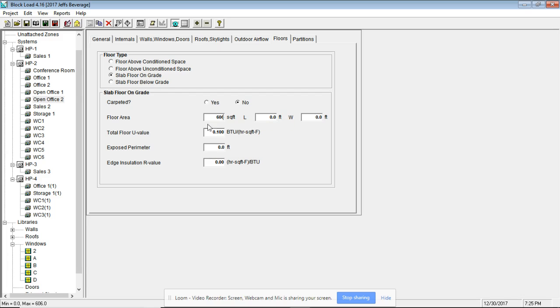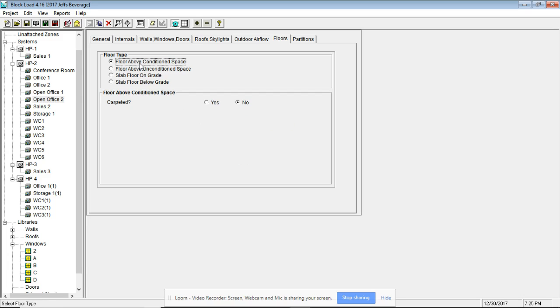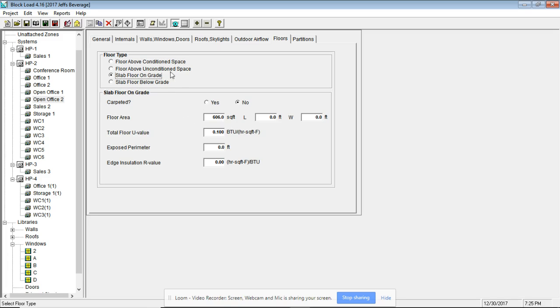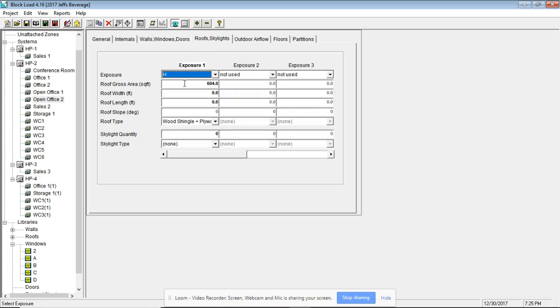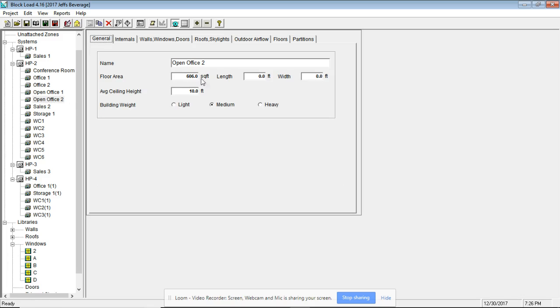This doesn't matter though because it's on the second floor. Once we call it floor above conditioned space, it goes away. If it's slab on grade, it matters, but with the floor above conditioned space, it doesn't. It does have a roof. That is 606. And that's why it was 604, because I copied it from Office 1 and Office 1 was 604. Let's start from the beginning.